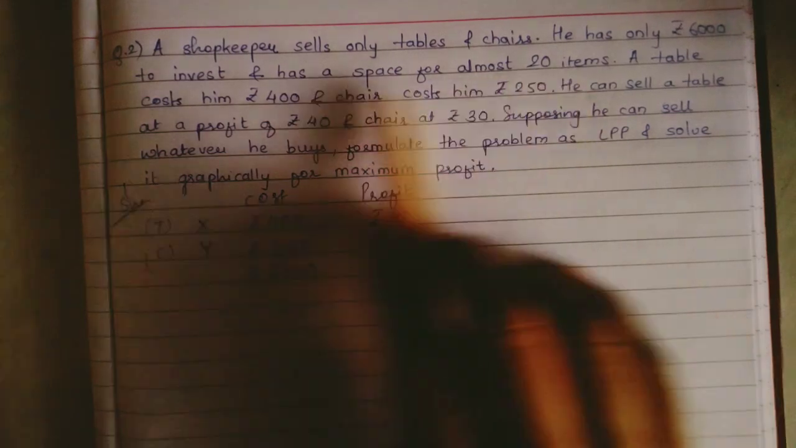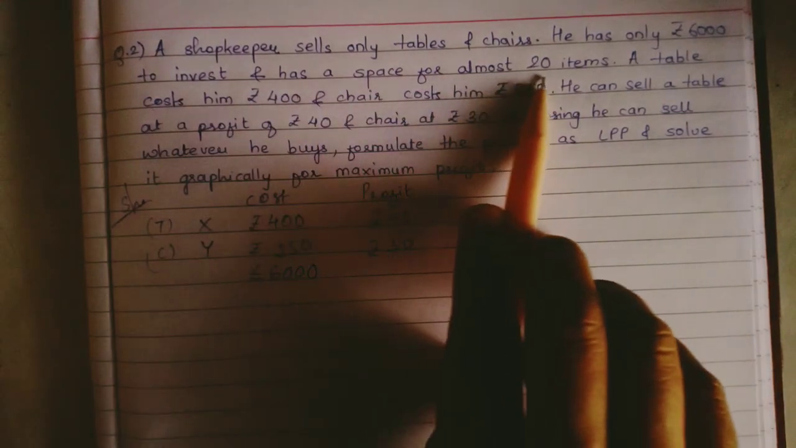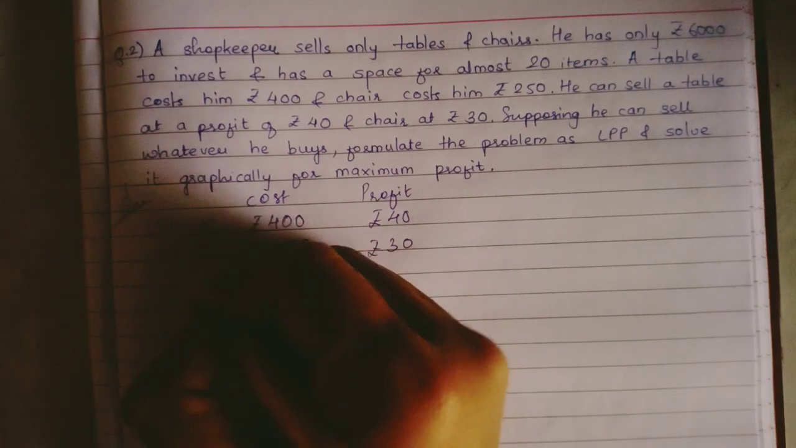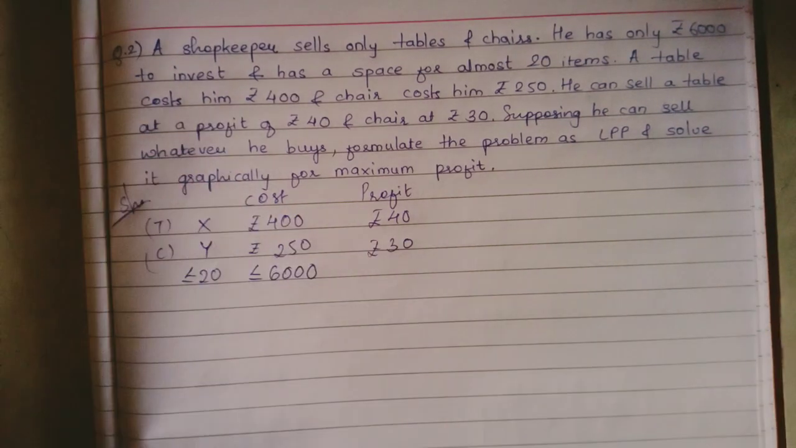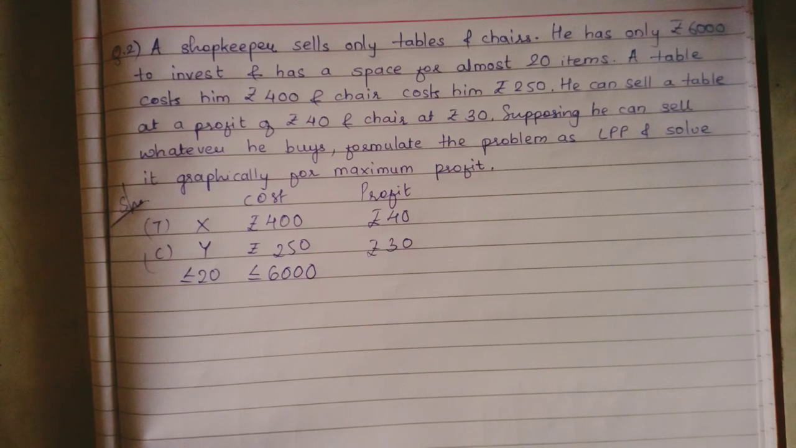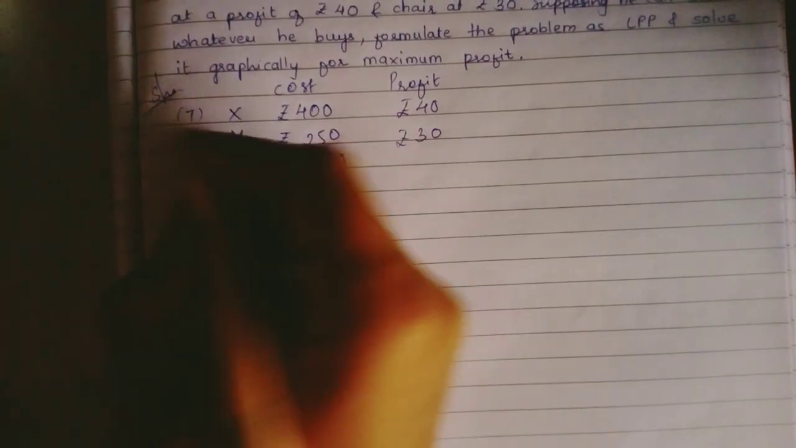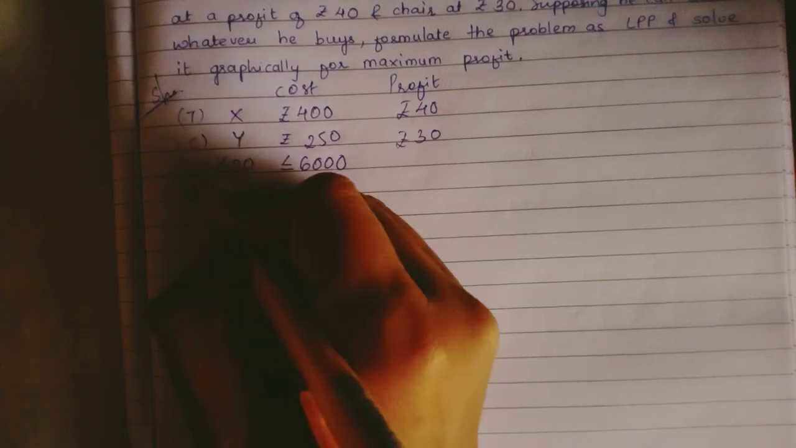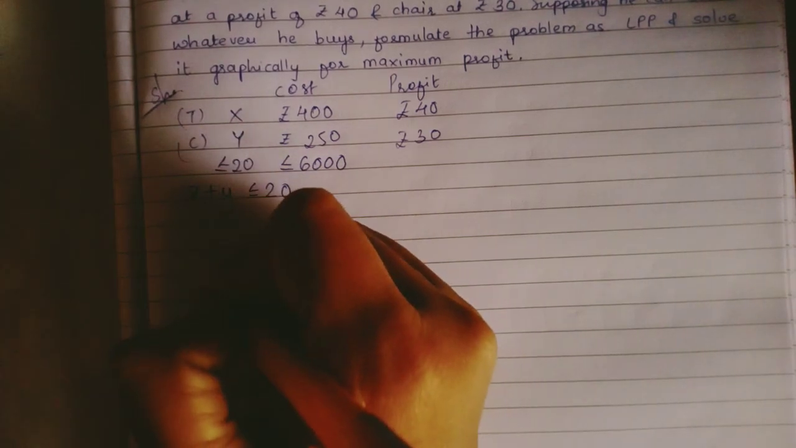Then has a space for almost 20 items, means table and chairs, if he wants to buy, then he has only space for 20 items. So x plus y will be 20. Okay, 20 or less than 20, not more than 20. So let's write this in the form of equation. So we have x plus y less than or equal to 20.